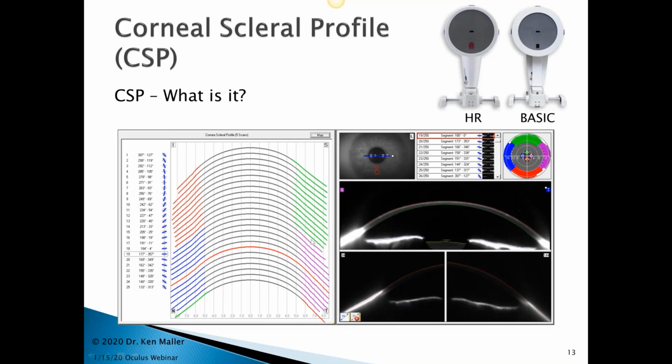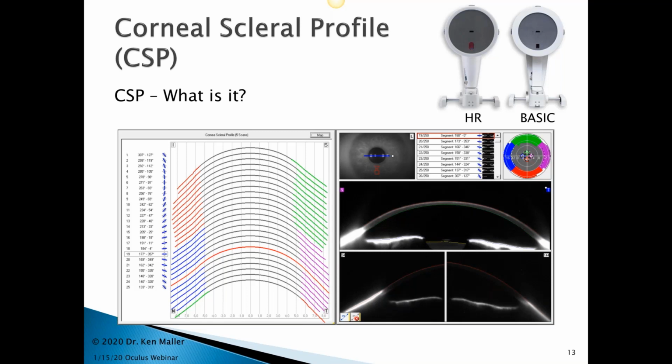On the left-hand side of the screen, these are the 25 profiles that were taken as it spun around. The center, which is color-coded gray, except for this one that's red, that's actually the central corneal data, and it's pretty much out to the limbus. So that's all the corneal data.